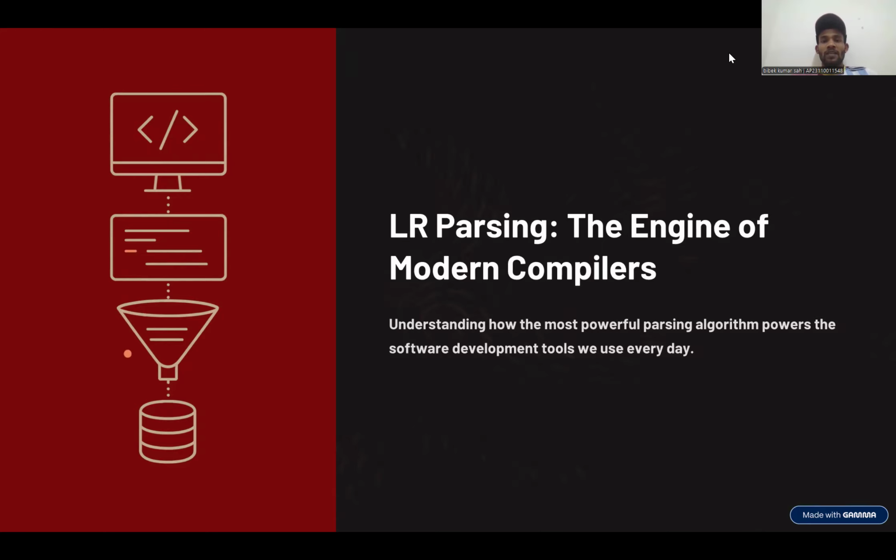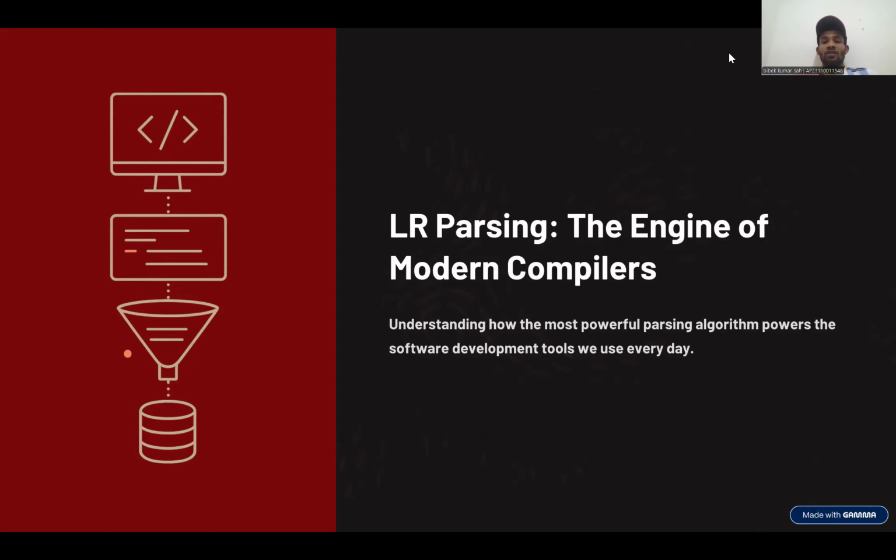So, slide 1. LR parsing is one of the most important techniques in the field of compiler design, which focuses on converting high-level programming language into machine-understandable code. In modern software development, compilers are responsible for analyzing and translating code efficiently, and parsing is a key stage in the process. LR parsing stands out because of its power, accuracy, and efficiency in handling complex programming languages, because it is widely used in real-world compilers.